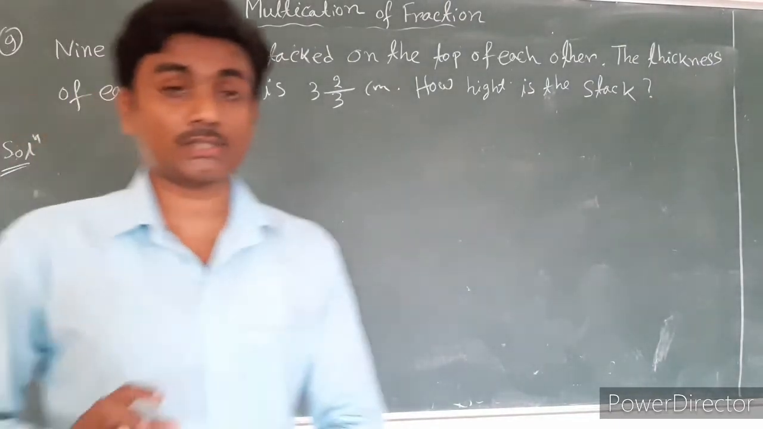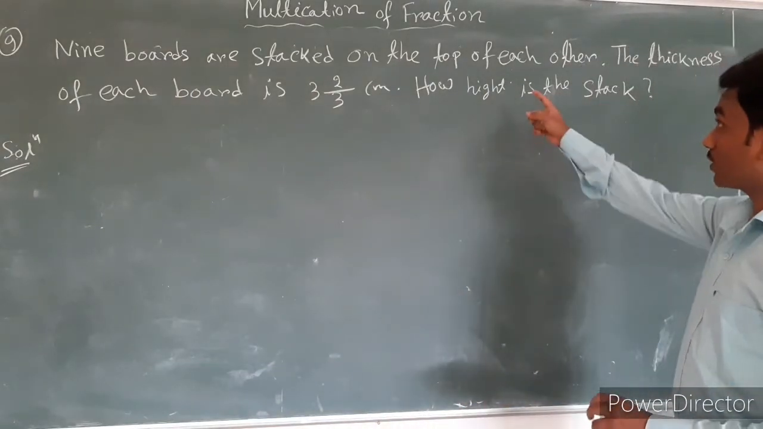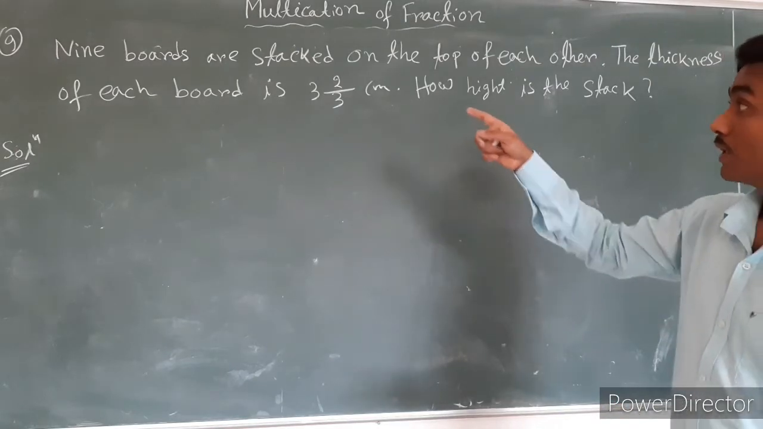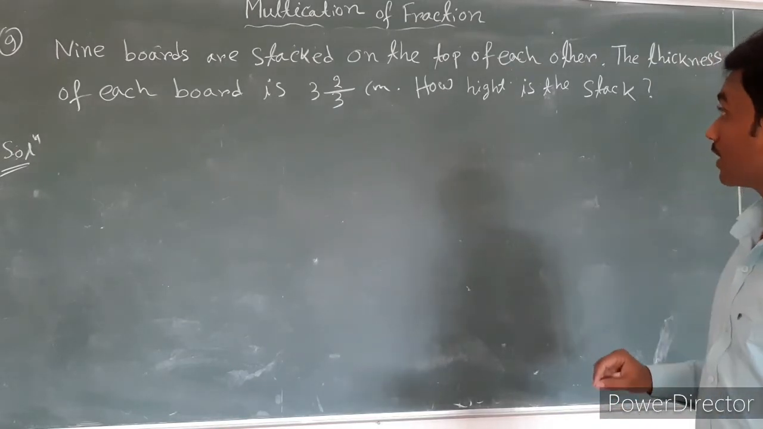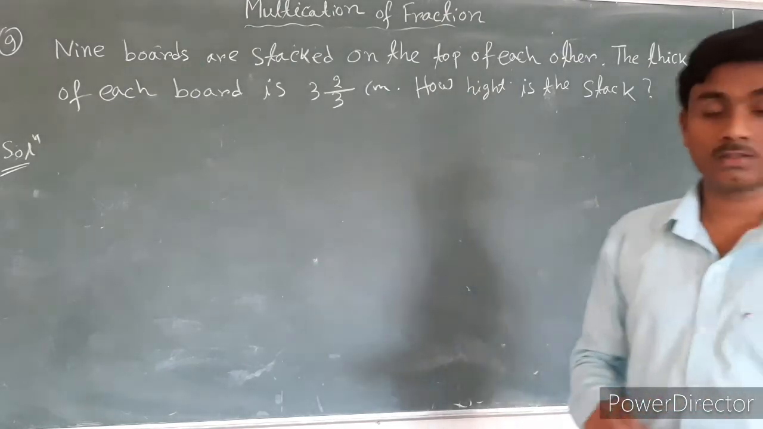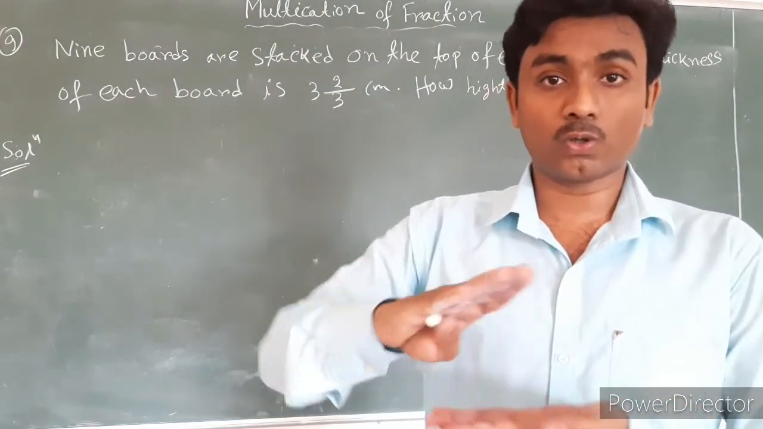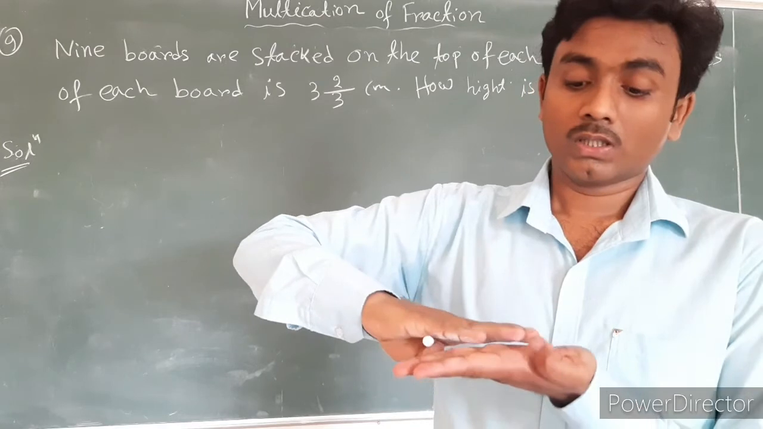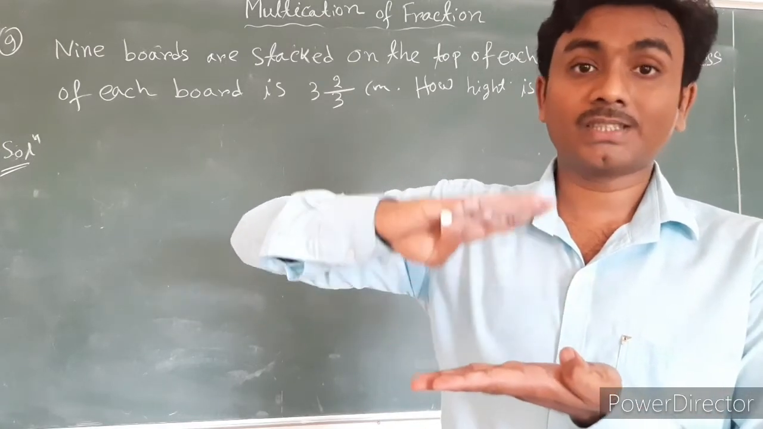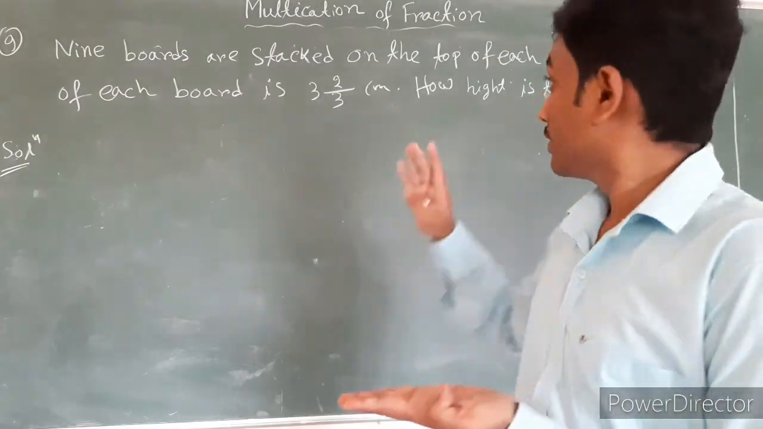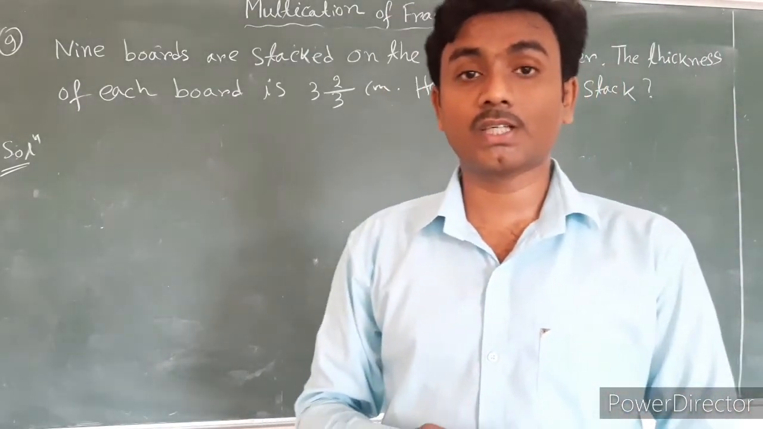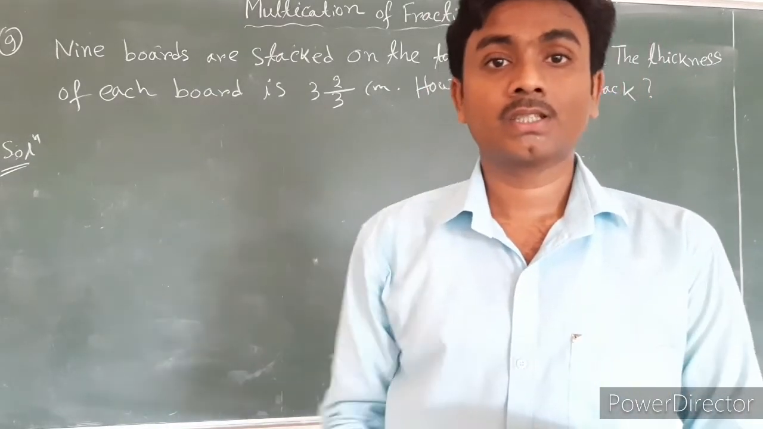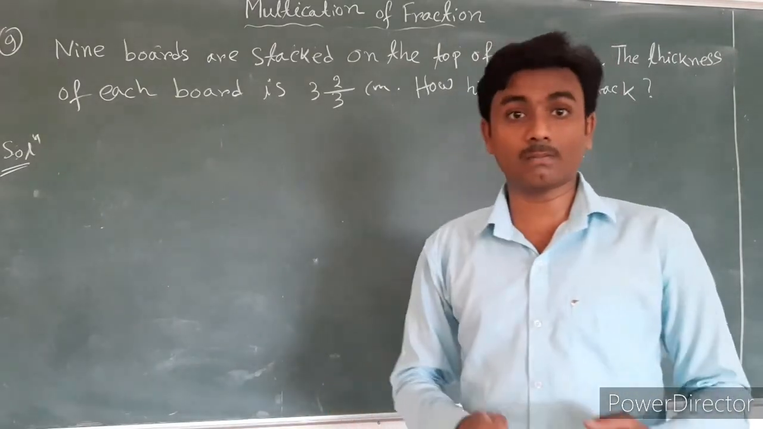Question number 9. 9 boards are stacked on top of each other. The thickness of each board is 3 whole 2 upon 3 centimeters. How high is the stack? Suppose there are 9 boards, each board stacked on another. So the thickness of one board is 3 whole 2 upon 3 centimeters. Then the height of 9 boards will increase. So in this case, we multiply the given numbers.